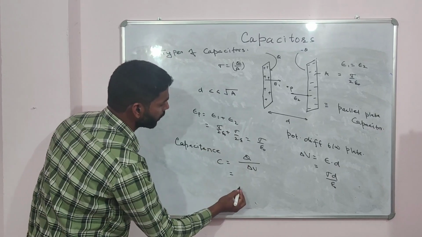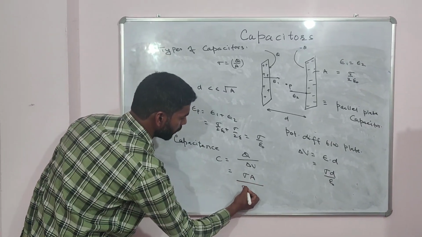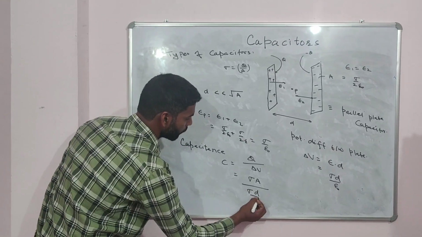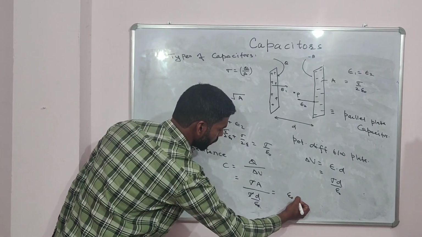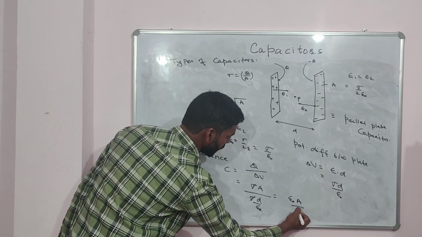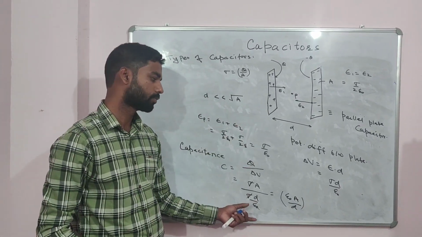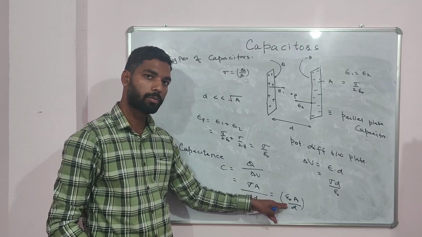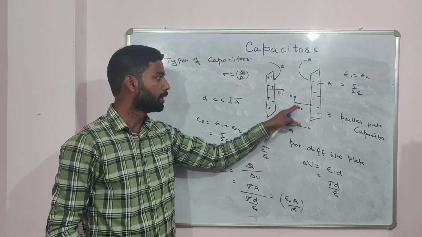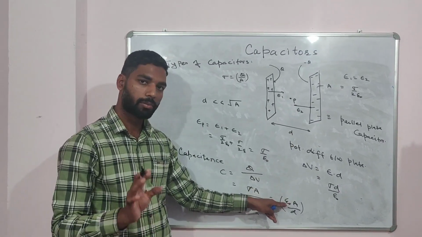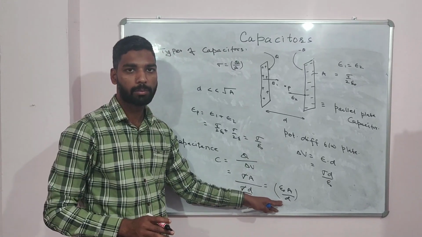Charge can be written as sigma into A, divided by sigma D by epsilon naught. Sigma gets cancelled, and this comes out to be epsilon naught A divided by D. This is the capacitance of this system, where epsilon naught is the permittivity of vacuum. If there is a medium between them, we will take the permittivity of that medium. A is the area of the plates, and D is the separation between the plates.